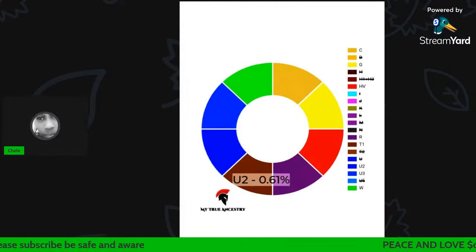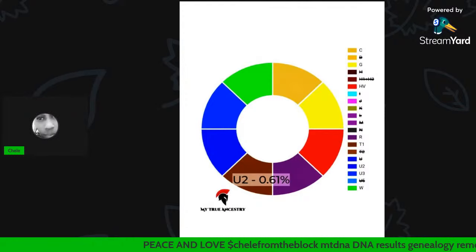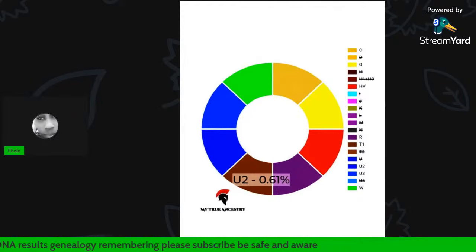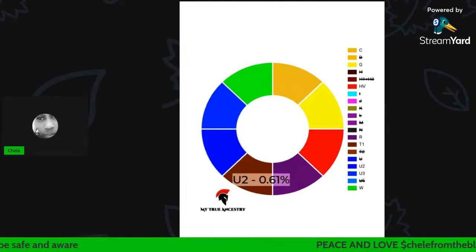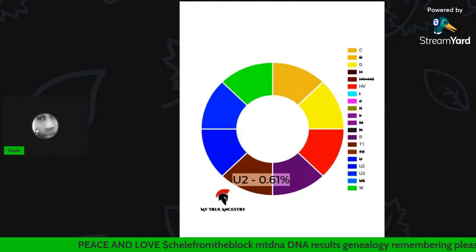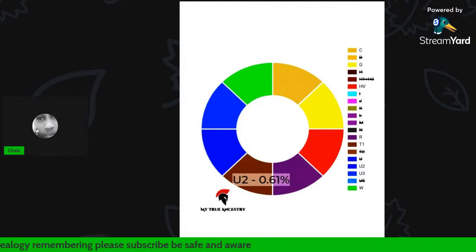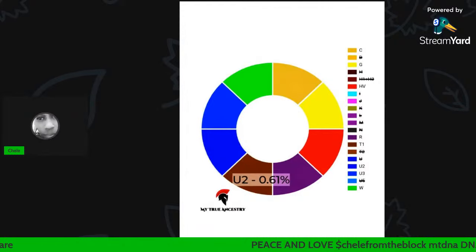Every last one of the groups represented on this chart, the 8 groups, are all Asian, Eurasian, all of them for my genetic makeup. Spain, East Asian, particularly three East Asian and Americas. East Asian, Americas, Spain, West Asian, Eurasian. So that was haplogroup HV, G, C, W, U3, U2, T1, and R.